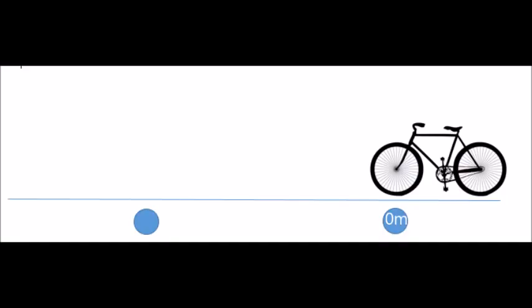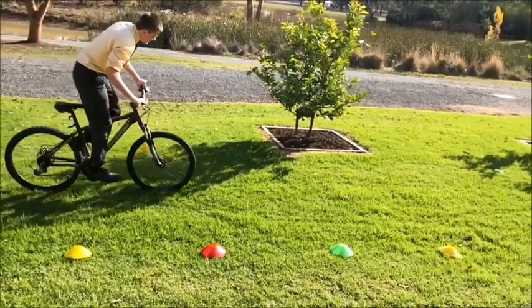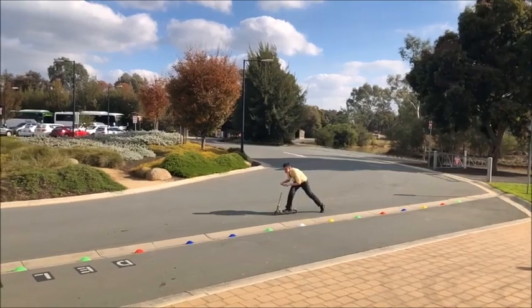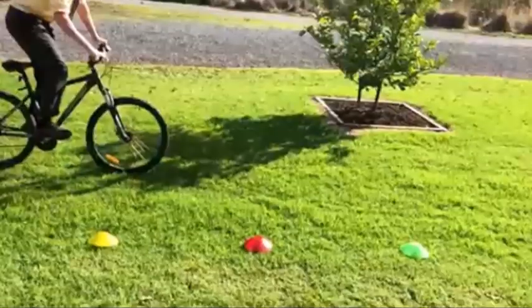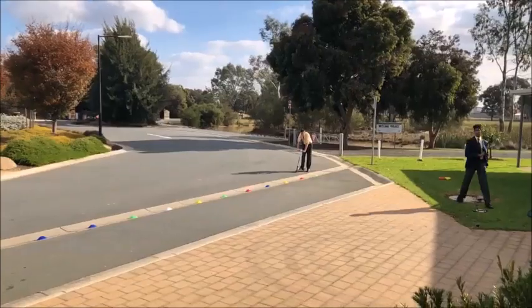For consistency, the front wheel will begin on the 0-meter mark, and the back wheel must finish on the 20-meter mark to complete the full distance. The bike or scooter rider should attempt to pedal or push as hard as they can to achieve maximum speed until they need to brake so the back wheel can stop on the last cone. Repeat these steps with the bicycle on the grass surface.